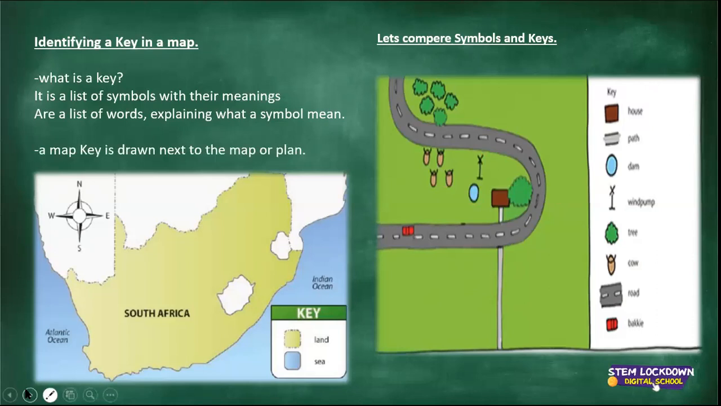A map key is drawn next to the map or plan. So the map key is always drawn next to the map or a plan. As you can see, it has been drawn next to the map. Okay, and even this side, it has been drawn next to the map so that you can be able to identify the symbols.